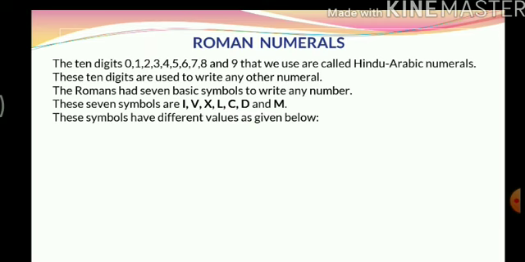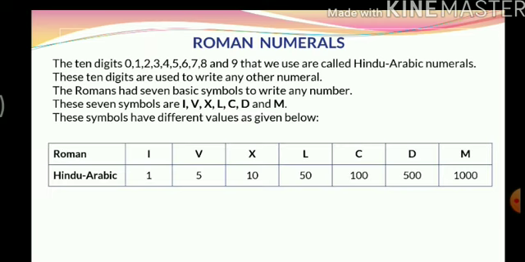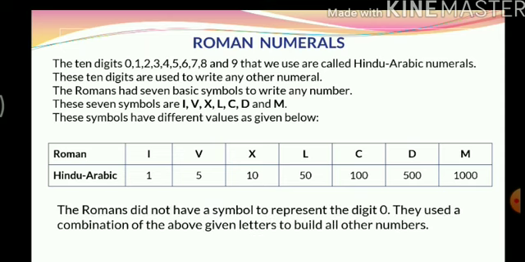Let me show you those values. The value of I is 1, the value of V is 5, X is 10, L is 50, C is 100, D is 500 and M is 1000. So we use a combination of all these symbols to form any other numeral in the Roman number system. The Romans did not have a symbol to represent the digit 0. They used a combination of the above given letters to build all other numbers.